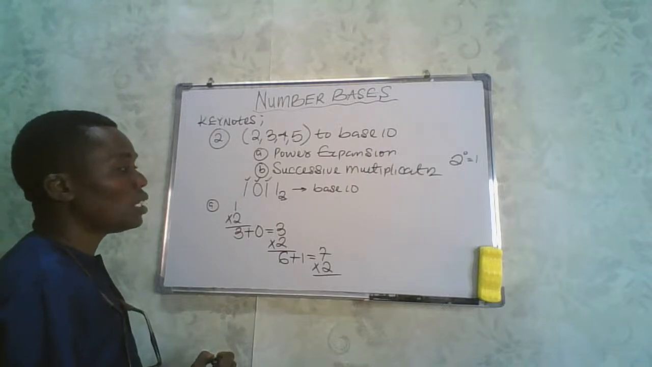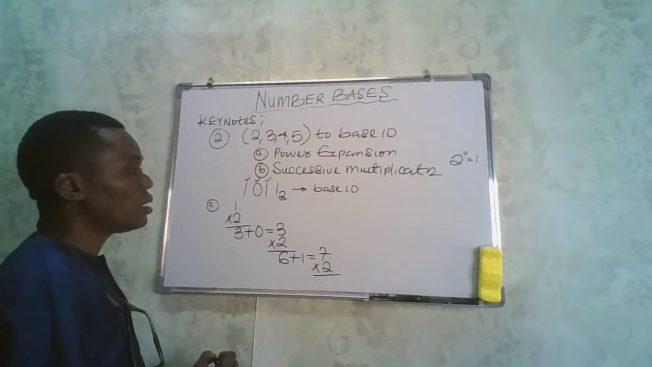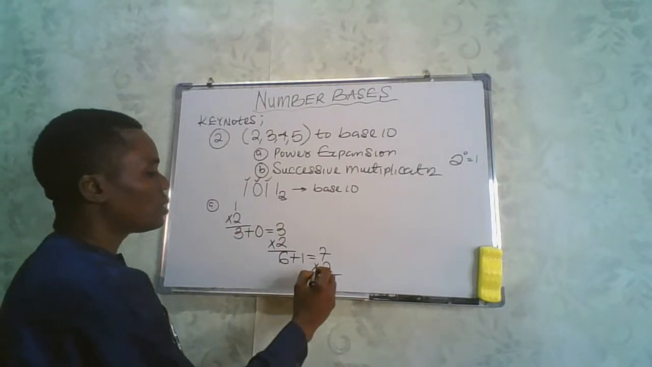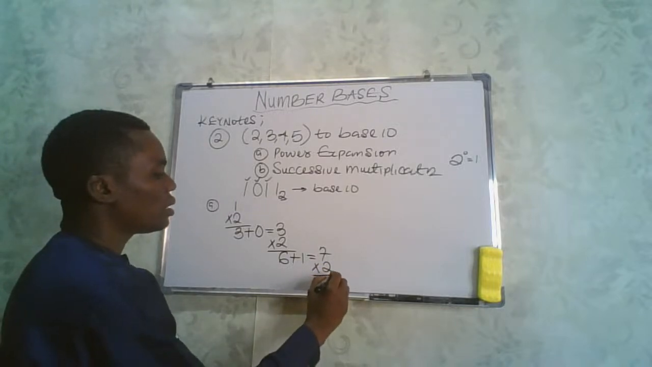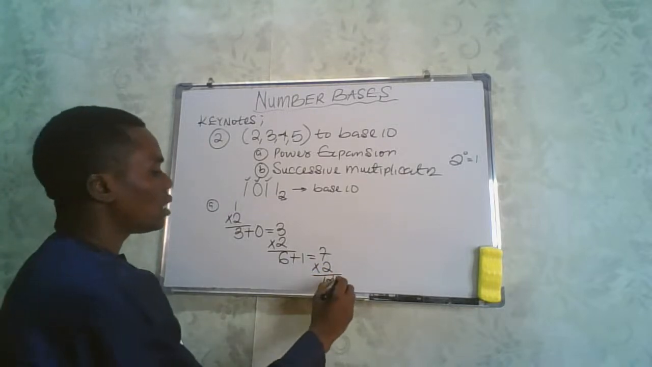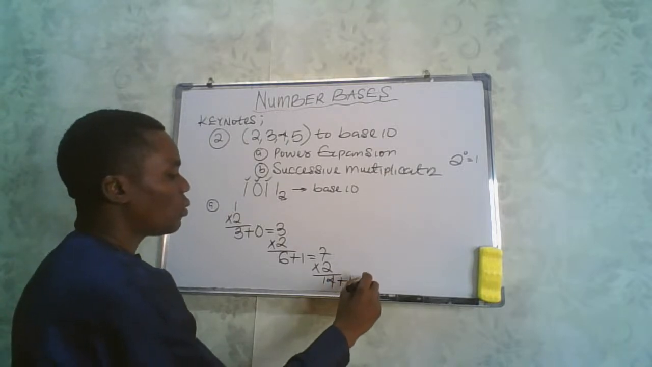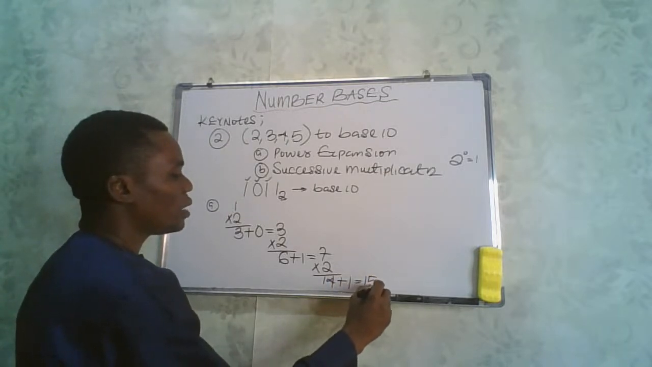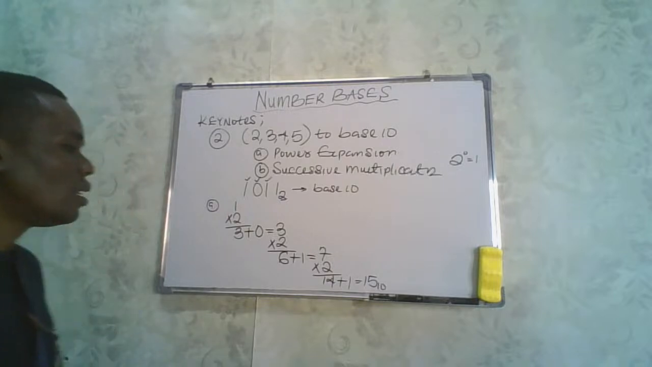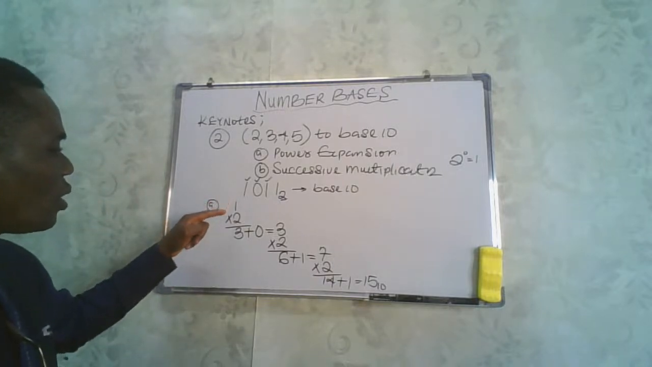7 times 2 is going to give us 14, right? 14, and then we'll add 1, and that will give us what? That will give us 15 to base 10. Now, I hope we got this right.